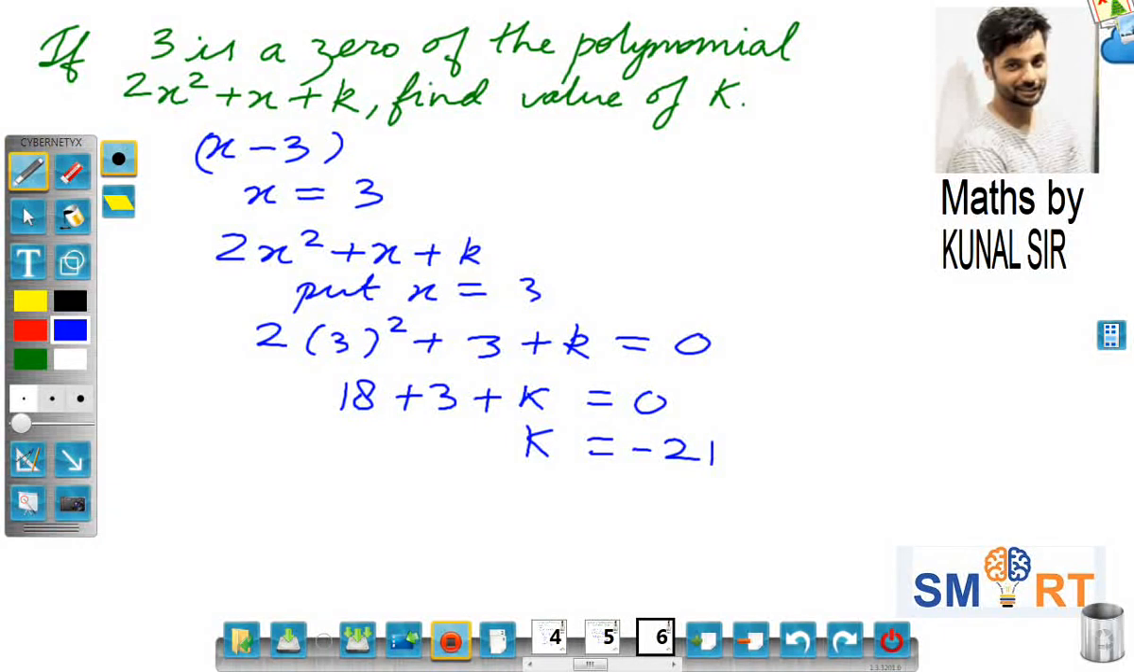Okay. So this concludes us with the quadratic polynomials. These are the type of questions that you will get in quadratic polynomials. We are only left with cubic polynomials, which we will start in the next class. Thank you and have a nice day.